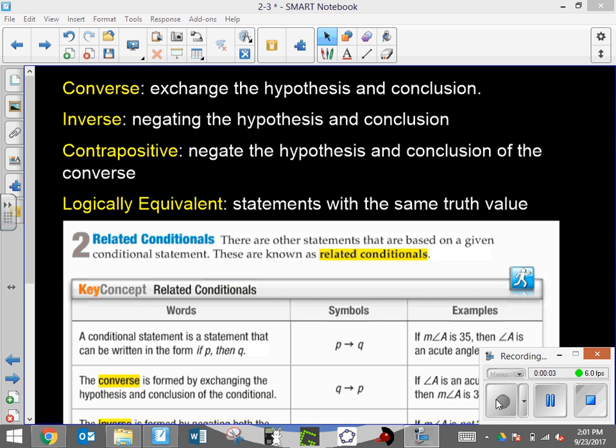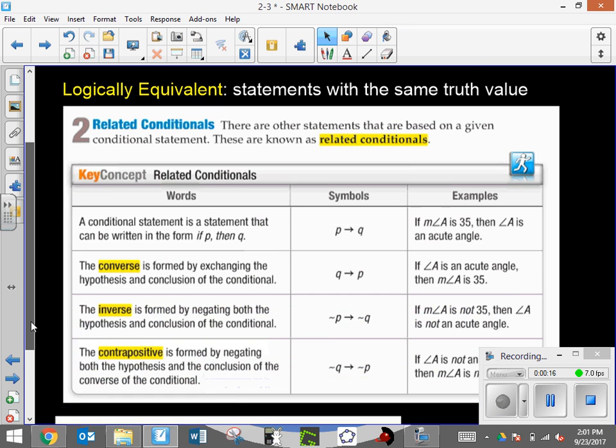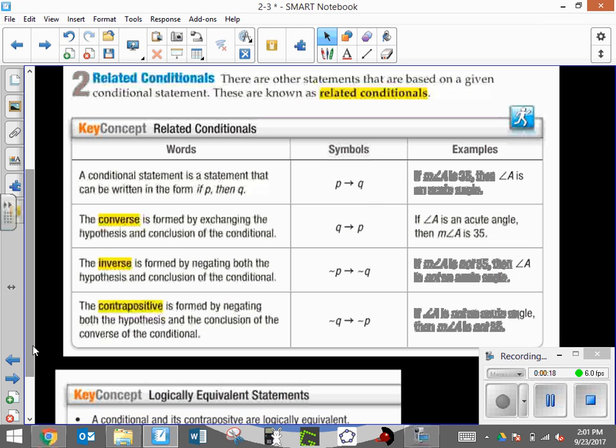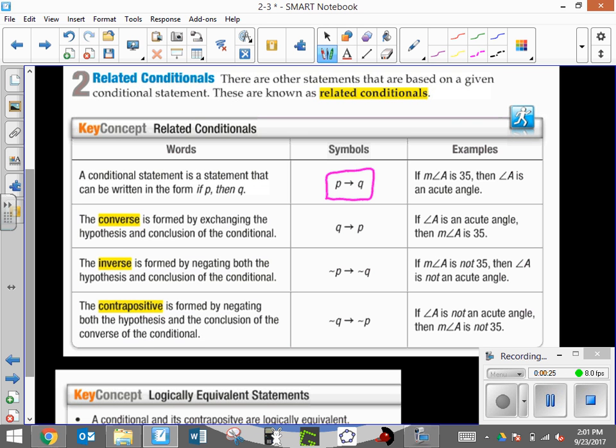The last thing out of section 3, chapter 2, is we're going to write related conditionals. We've been writing conditional statements, and they've been in the form if P, then Q. I'm going to scroll down to the bottom chart here. Okay, we've been writing this one. If P, then Q. We're going to write 3 more conditionals off of it. We're going to write the converse, the inverse, and the contrapositive, which is all related back to the conditional statement.